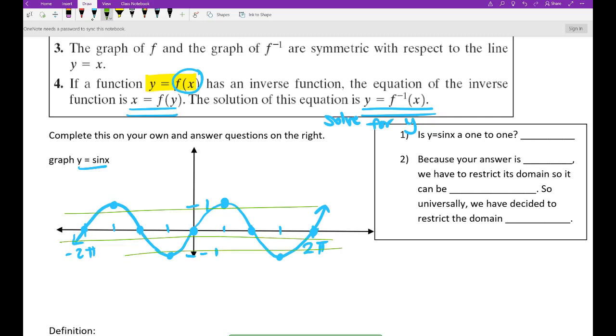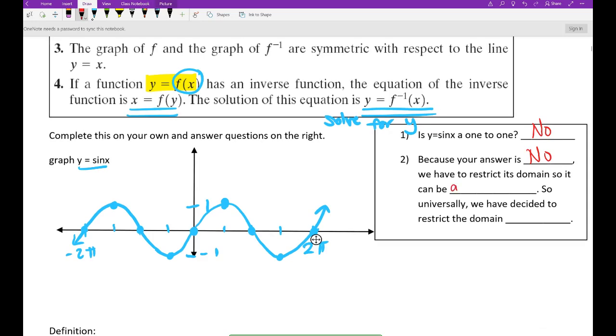Pass or not pass? No. So is this a one-to-one? No. Okay, so it's not a one-to-one. So the answer is no. We have to restrict its domain so it can be a what?